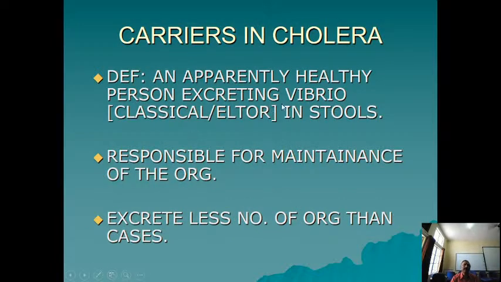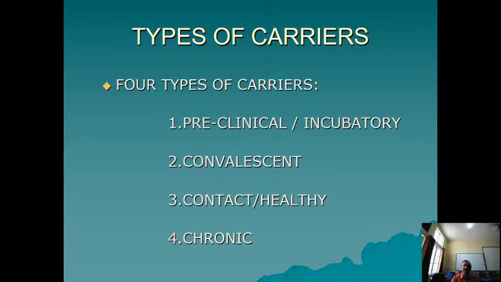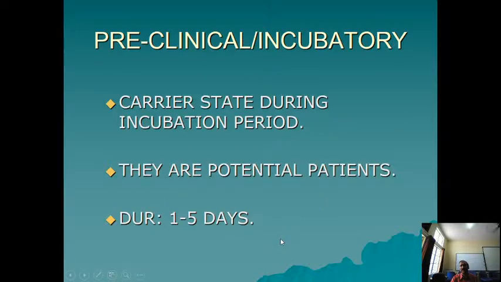What are these carriers? Carriers are an apparently healthy person excreting the vibrios, classical or Eltor, in stools, and responsible for maintenance of the organism. They excrete less number of organisms than cases. What are the different types of carriers? Preclinical, convalescent, contact, or chronic carriers.